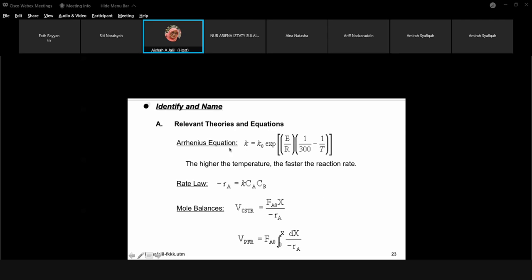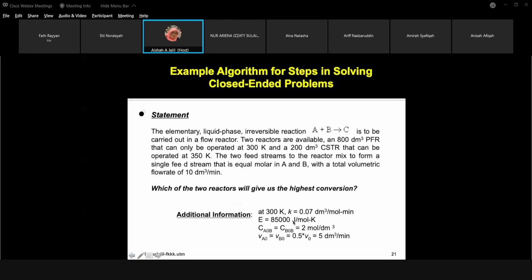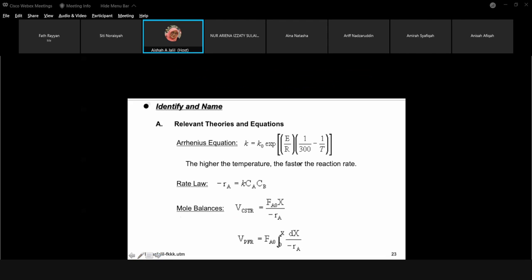Relevant theories and equation: the Arrhenius equation. The k is given at just one temperature, 300, so you have to calculate another k at 350, right? So they use the equation like this.